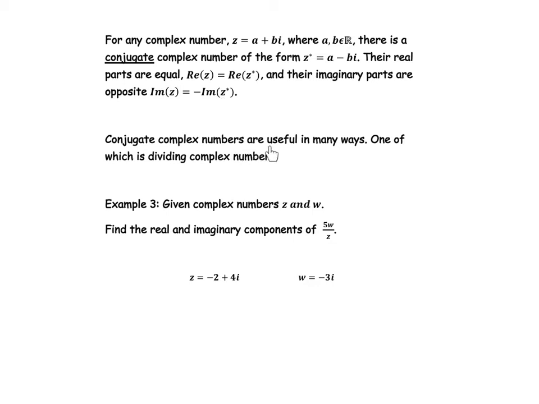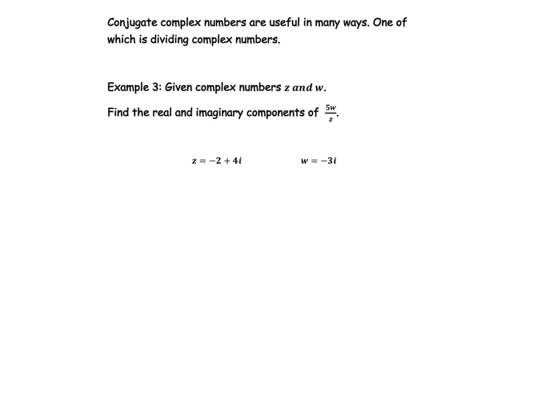Conjugate complex numbers are useful in many ways, and you'll see that later on, but one of them is when dividing complex numbers. So let's take a look at an example below. I'm given the complex numbers z and w. Find the real and imaginary components of 5w over z. So when I take 5w over z, what I get is negative 15i over negative 2 plus 4i.